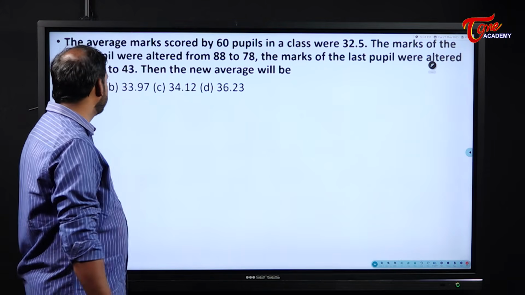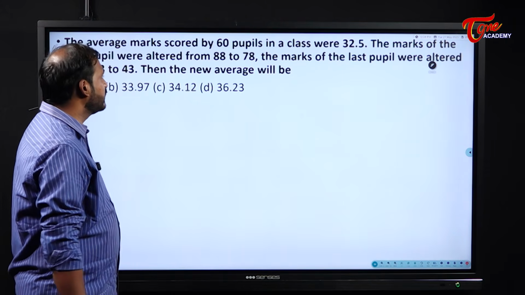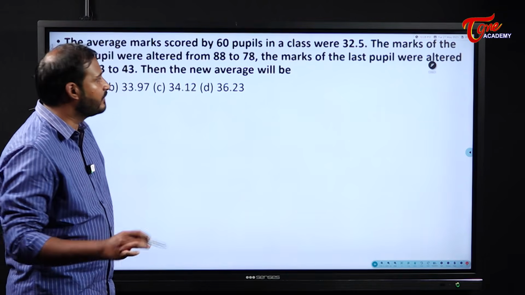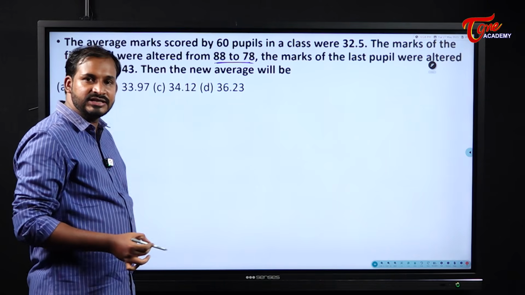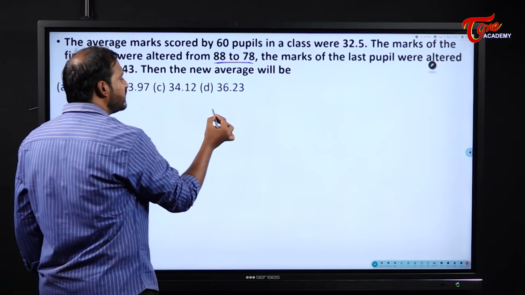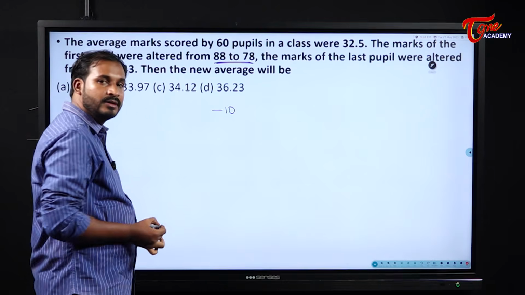The marks of the last people were altered from 13 to 43. The new average. See, altered from 88 to 78 means, see here, whether it is increased or decreased? Decreased. Decreased by how much? Minus 10. Okay, minus 10.